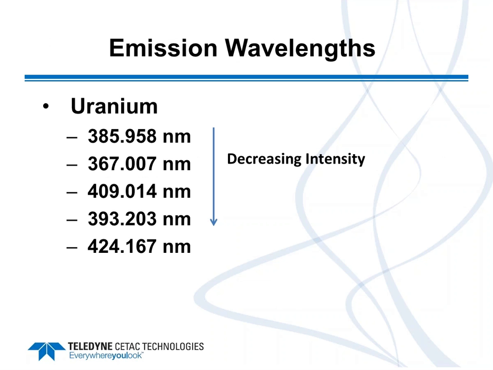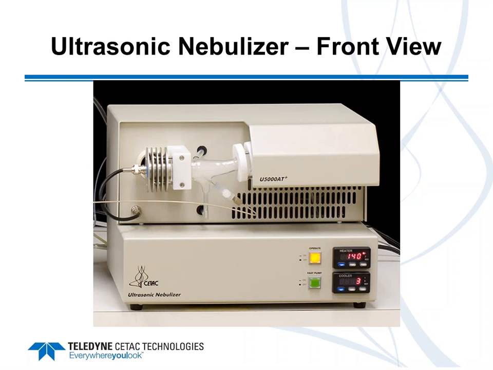So on the ICP emission system that we're going to use, the Perkin-Elmer system, there are 5 available uranium wavelengths, and I have listed them here in decreasing intensity. These are the wavelengths we were initially going to look at in this very hard water matrix after spiking it with uranium. First, here is a front view of the U5000AT+, the ultrasonic nebulizer from CETAC. You can see in the glass chamber on the middle left part of the unit the aerosol that's generated. And that's simply generated by pushing in the yellow operate button on the front of the unit.